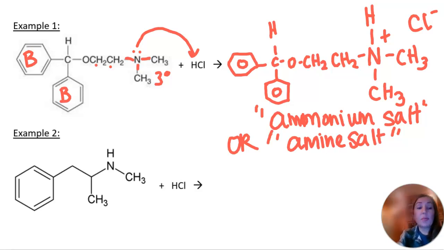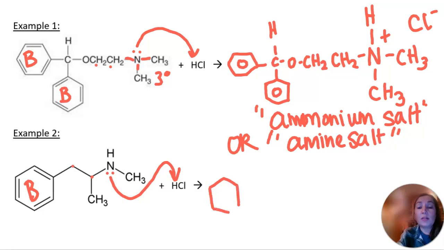Let's look at one more example. Here's a benzene ring. Bonded to the benzene ring is CH2, then a CH that has a CH3 on it, and the CH is also bonded to an NH, and that N also has a CH3 on the end. So the N goes and picks up an H from HCl. What do we do to make the products?